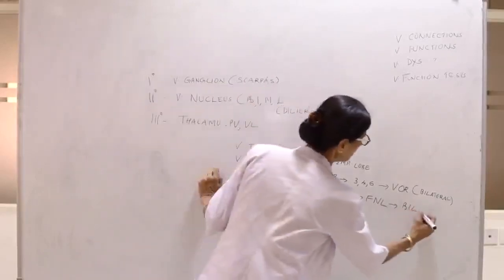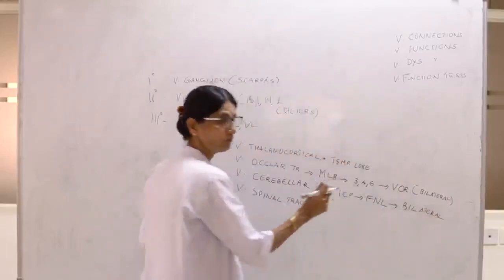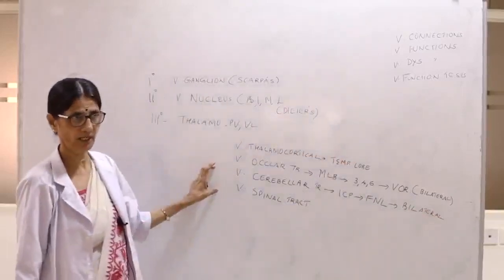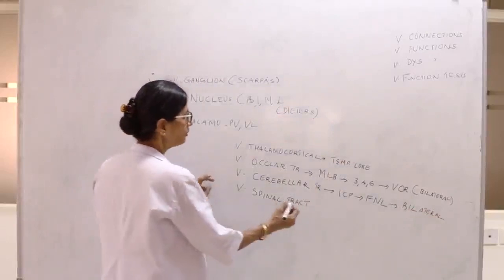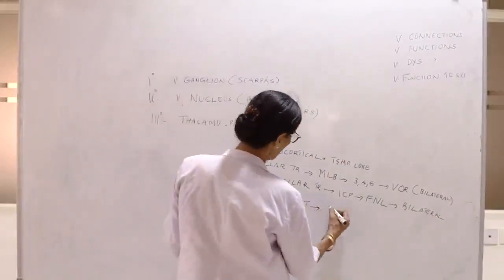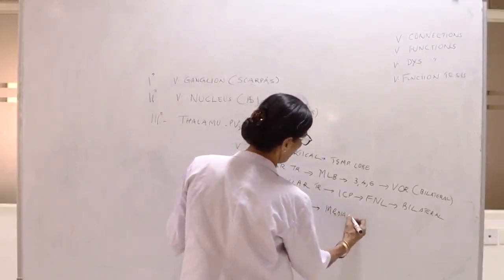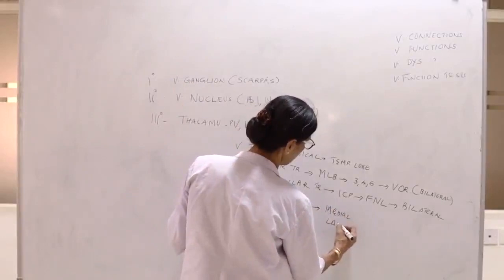And this is responsible for the maintenance of posture and equilibrium. As you know, this is a main function of the flocculonodular lobe of the cerebellum, again for posture and equilibrium. Coming to the vestibulospinal tract, this has two divisions. One is the medial and the other one is the lateral vestibulospinal tract.